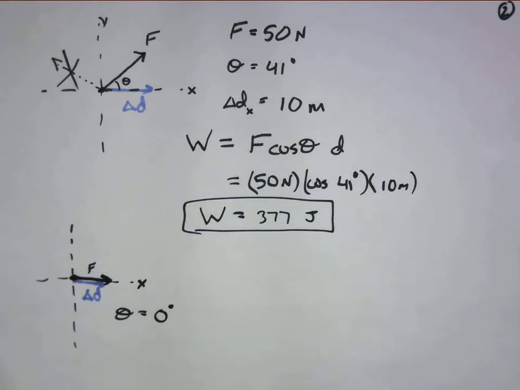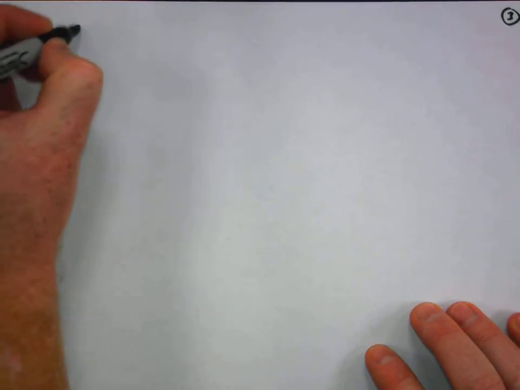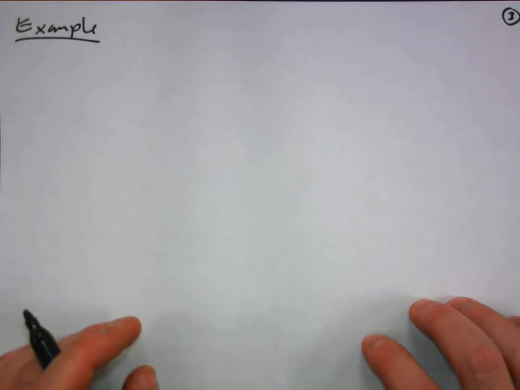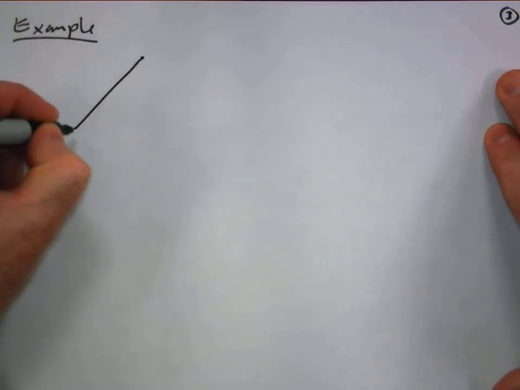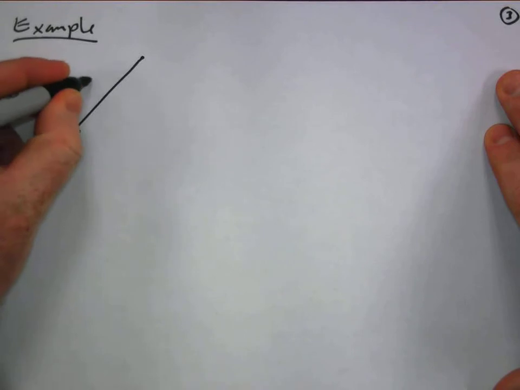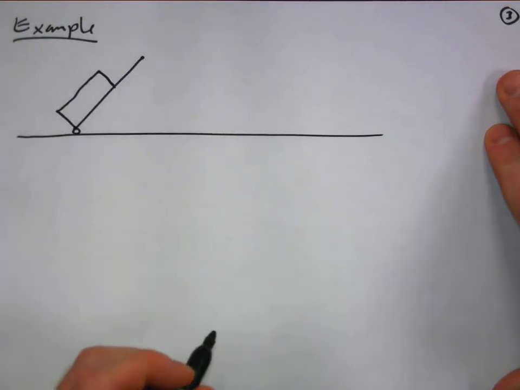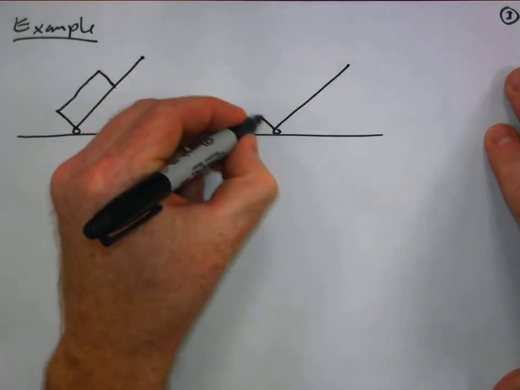All right, another example. Let's check it out. In this example, let's talk about one of those suitcases that has a handle on it, and you just kind of pull it along behind you. It's got a little wheel at the base of it. So here's your suitcase, a little handle, and this rolls along the ground. And it's going to end up in some other location.